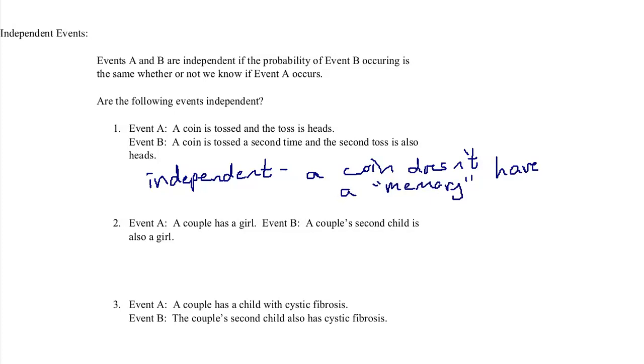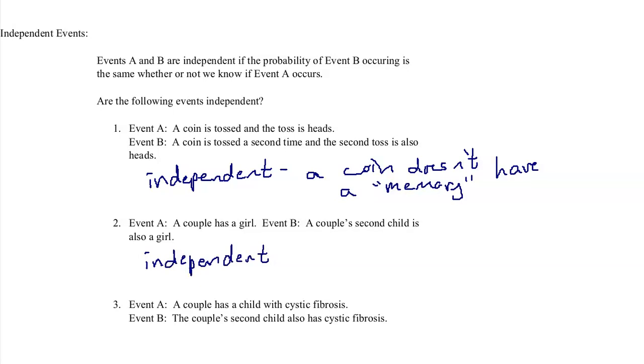Okay, next. Event A, a couple has a girl. Event B, a couple's second child is a girl. Does the probability of having a girl for the second child change if we know the first child was a girl? No, it doesn't. These two events are independent. Turns out that every child has an equal probability of being a boy or a girl. Period.